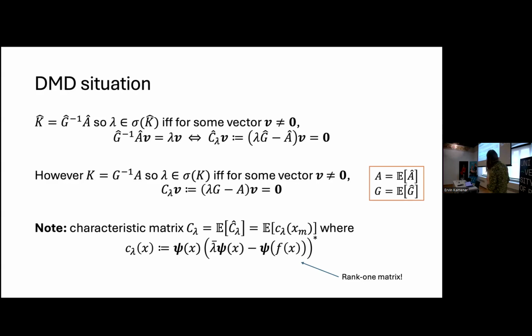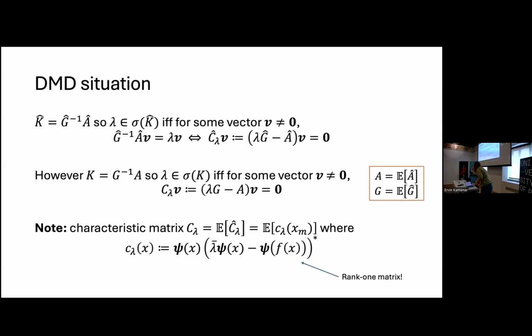And of course, what is C hat lambda as we take m to infinity? It approaches its expectation by Birkhoff's ergodic theorem. So we take m to infinity, and we approach this. What we're sampling here with this characteristic matrix is an unbiased estimator of this. It's good to note that this characteristic matrix is itself an expectation of some rank one matrix function of observables of a sample.